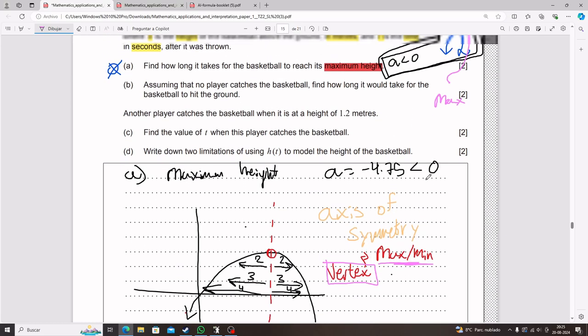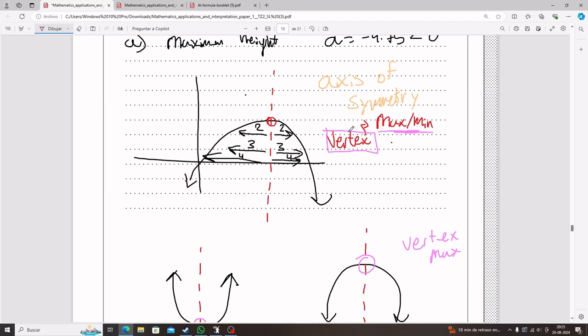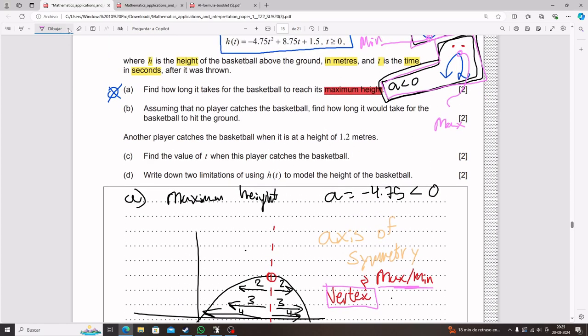You know whether it's a maximum or minimum either visually or by seeing the value of A. So if A is negative, you have a maximum. If A is positive, you have a minimum. And yes or yes, the axis of symmetry cuts through that maximum or minimum. So the axis of symmetry is going to help us for finding the maximum height.